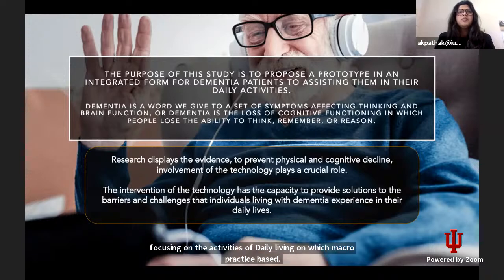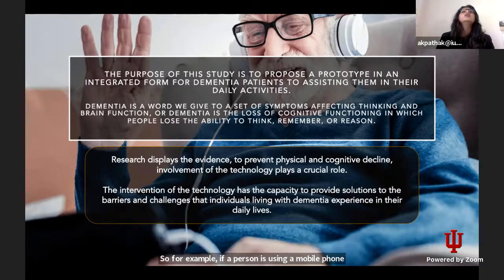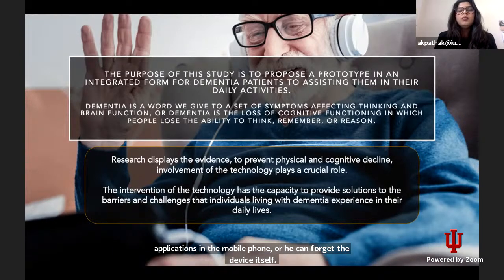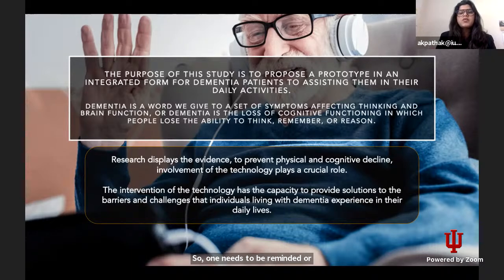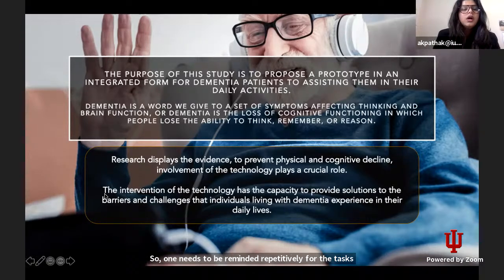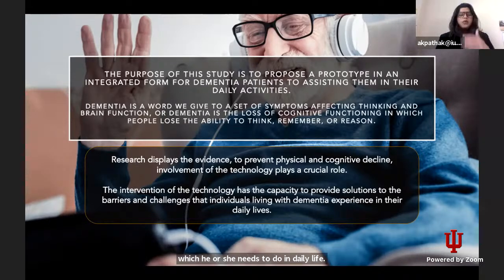For example, if a person is using a mobile phone, the individual with dementia can forget the password, or get confused with the various applications in the mobile phone, or forget the device itself. So one needs to be reminded repetitively for the tasks which he or she needs to do in daily life. Various studies display the evidence to prevent physical and cognitive decline. Involvement of technology plays a crucial role.